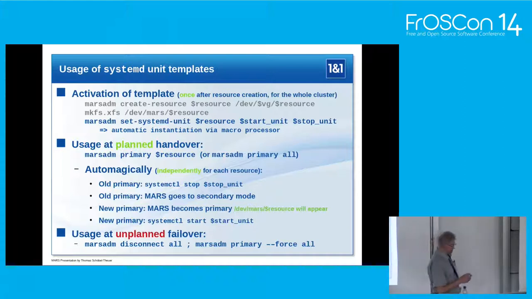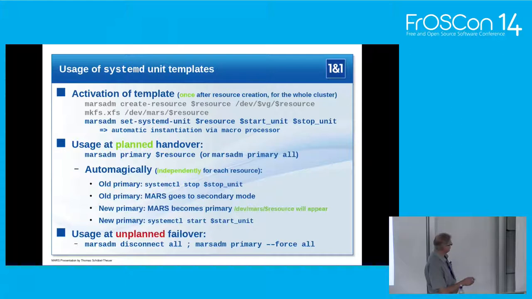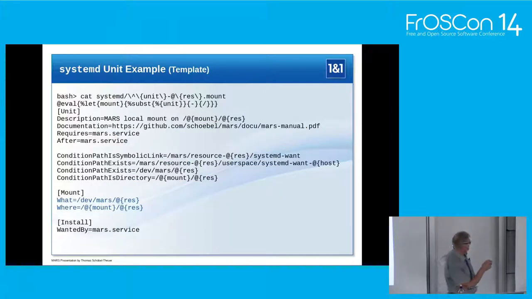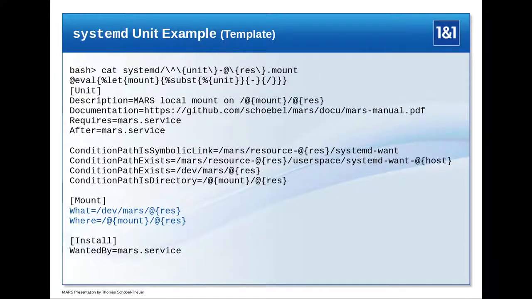Okay, so you do this only once. And then you have to tell Mars once what the start unit name and the stop unit name are. And here you can invent new names which don't exist as a file in your file system. And then the macro processor of Mars will analyze it. And now I will go back one slide. Look here. This caret symbol before unit means it matches against the unit name you have provided there. And it turns it into a mount point name then.